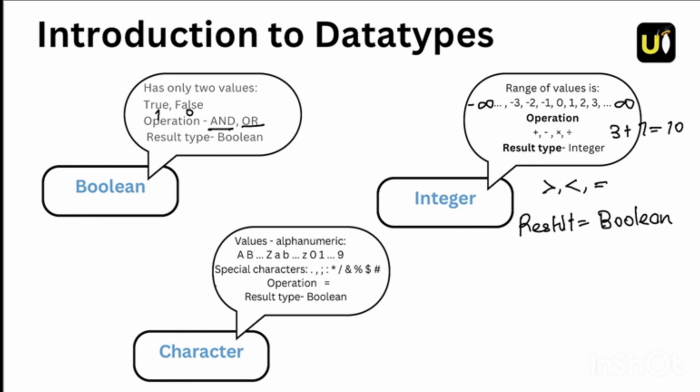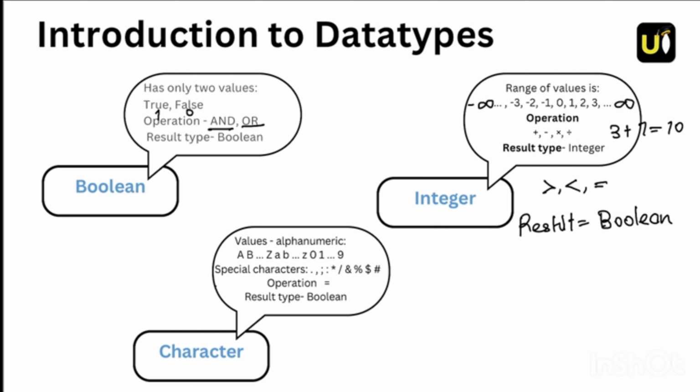Suppose there's a statement like the marks of student A is greater than the marks of student B. So this is my statement. Now the statement can either be true or false. Suppose student A got 60 marks and student B got 90 marks. In that case, the statement becomes false. So the result type over here is Boolean.